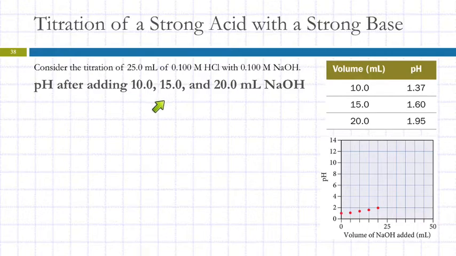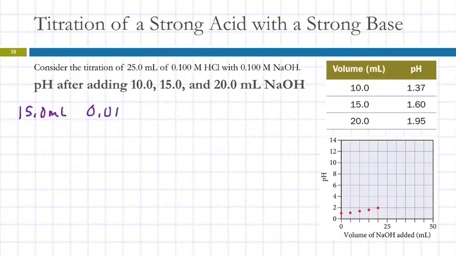And then we're going to keep adding. Add 10 milliliters, add 15 milliliters, add 20 milliliters. These calculations are going to be similar to the 5 milliliter one. Let's just do one of them. Pick one, 10, 15, or 20. 15. That's a good choice. It's right in the middle, right? So 15 milliliters.